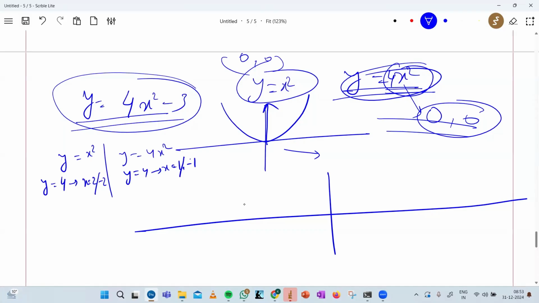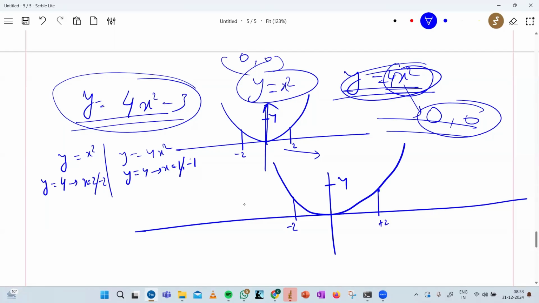So here, if you have to get 4, it means this is your minus 2 and this is your plus 2, isn't it? Not in this curve. Let me make this in this one. So this is your 4. This is your minus 2 and this is your plus 2.